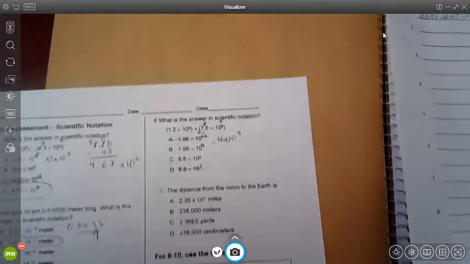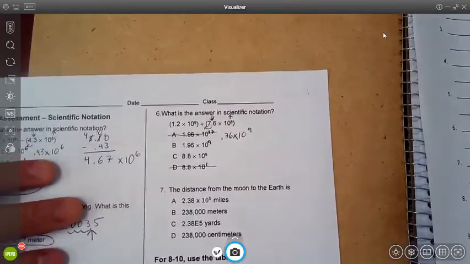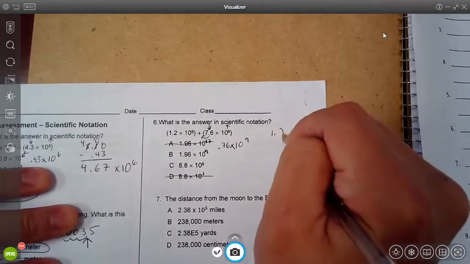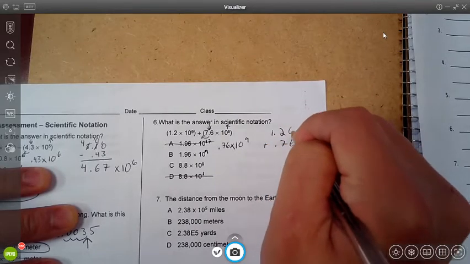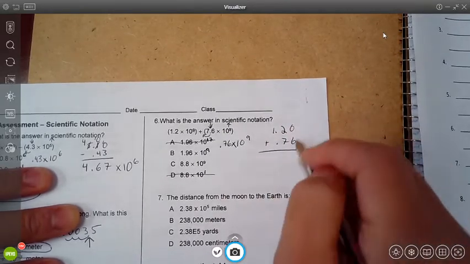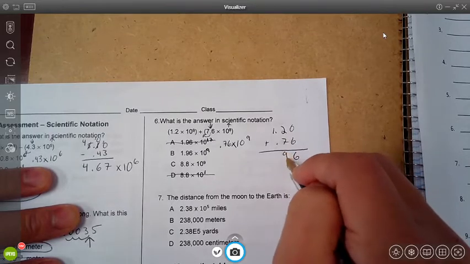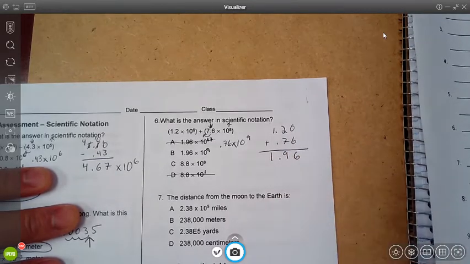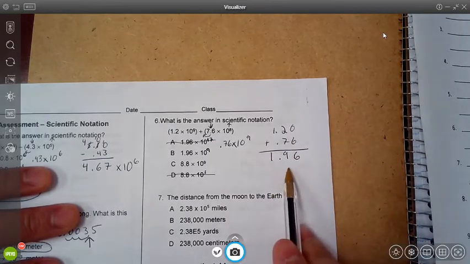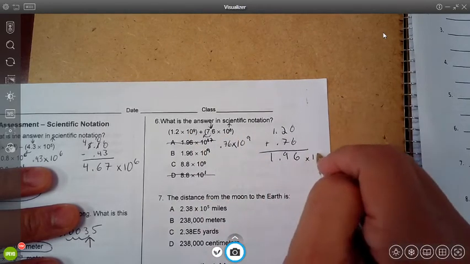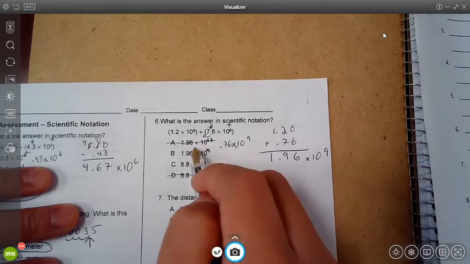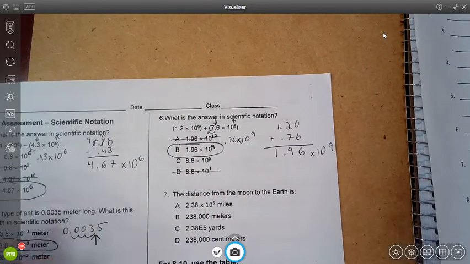Okay, so I'm going to add now. So this is the 1.2 plus 0.76. Let's add. I have the 6 here. 2 plus 7 is 9. Looks like it's 1.96, which is already between 1 and 10. I know the exponent is already 9 times 10 to the 9th. Okay, I don't need to change it. So there is the answer, B.